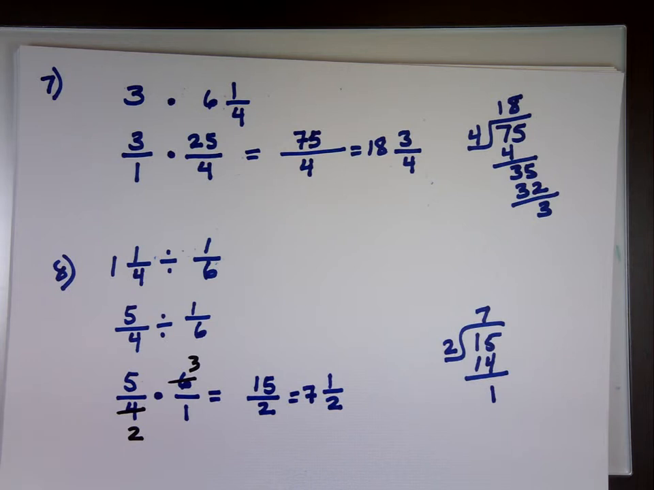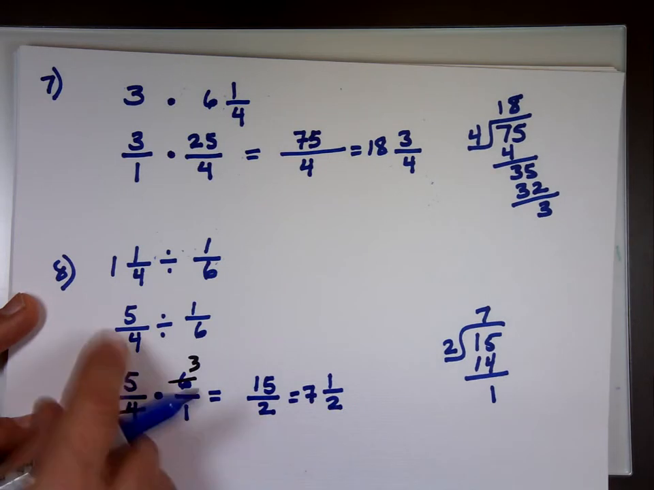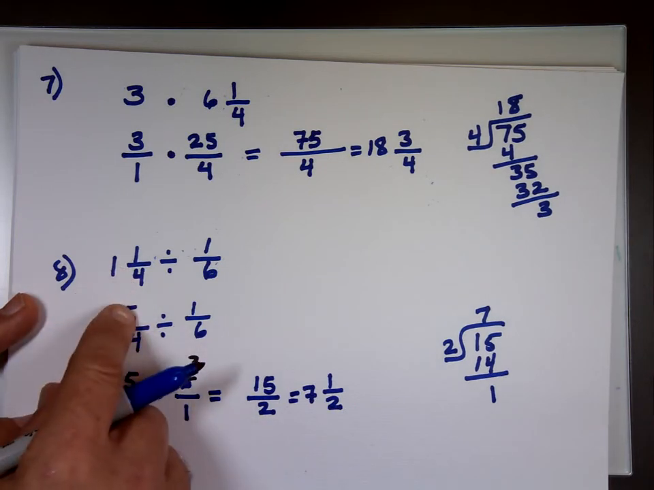And for number 8, there was 1 and 1/4. Is it always necessary to turn that into an improper fraction also? That's a mixed number. Change it to an improper fraction. Yes. Yep.